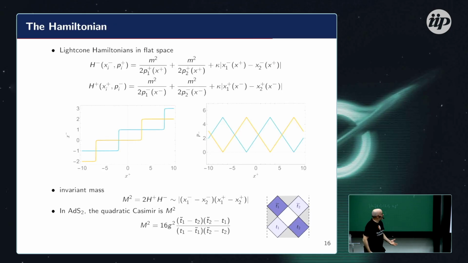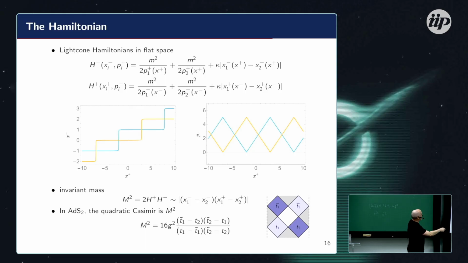Okay, the other thing we need is the Hamiltonian. So just to motivate the Hamiltonian, which is gonna be the Casimir, I'm gonna go back to flat space, and I'm gonna go to light cone frame. In the light cone frame, the H minus Hamiltonian is given here. And the second part is the interaction, which is just the difference, the distance between the two particles.